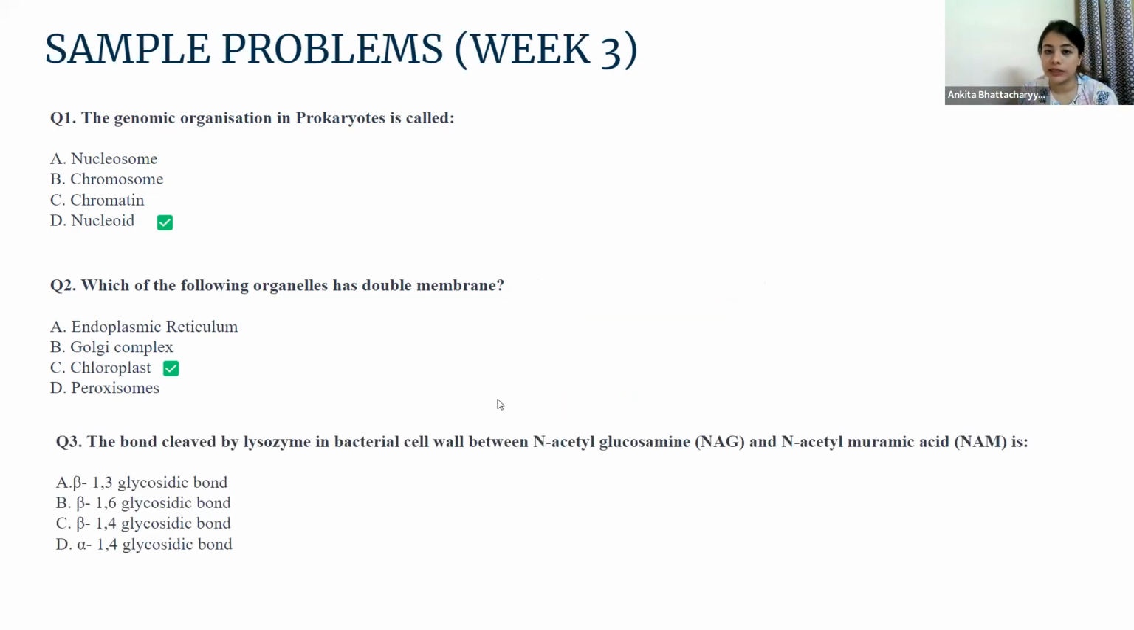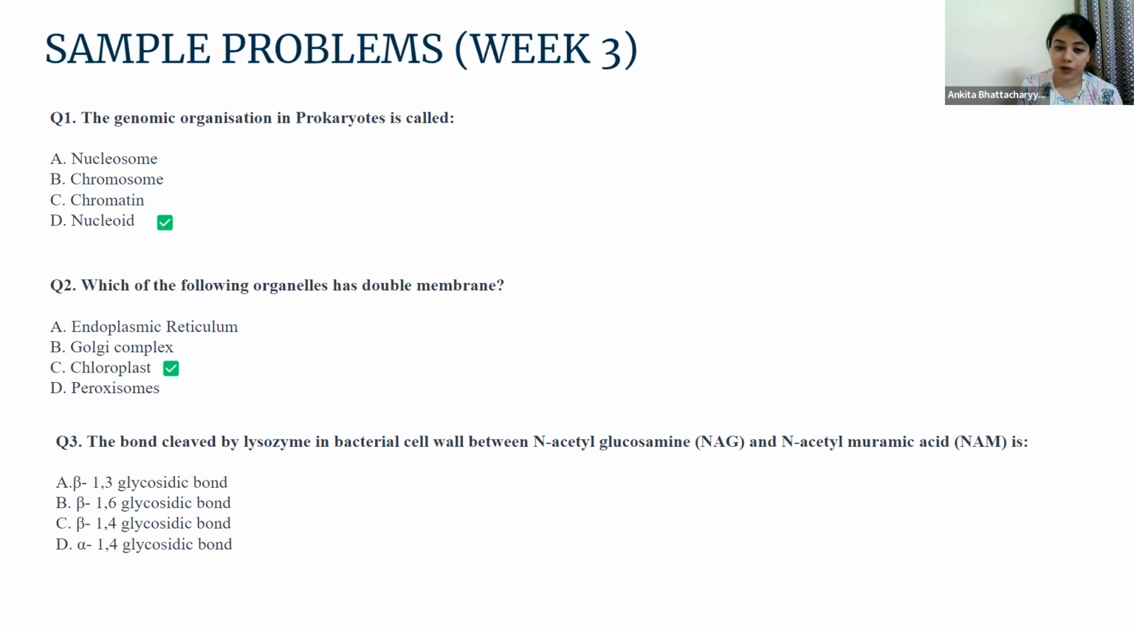is the bond cleaved by lysozyme. Lysozyme, as you know, is an enzyme. And what is it responsible for? It actually cleaves the peptidoglycan on the cell wall of bacterial cells. So the question is asking for the bond that is cleaved by lysozyme in the bacterial cell wall. And particularly this bond is present between two different sugars, which are N-acetyl glucosamine and N-acetyl muramic acid.